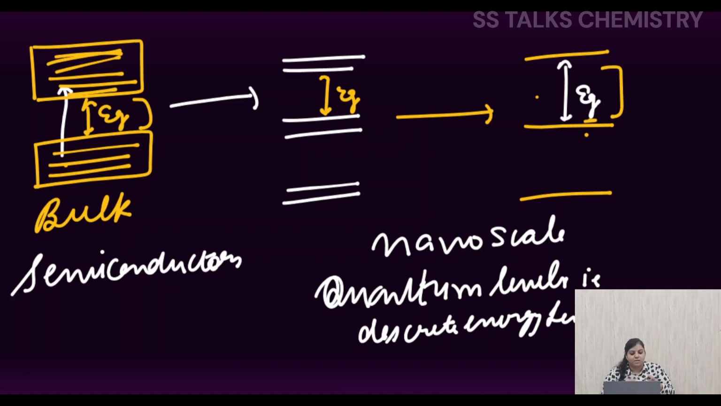Due to that, as the gap increases, more energy will be required for the excitation of electrons from one energy level to another. That is, in the case of semiconductor materials, as we go from the bulk to nanomaterials, their conductivity decreases because the gap between the energy levels has increased.